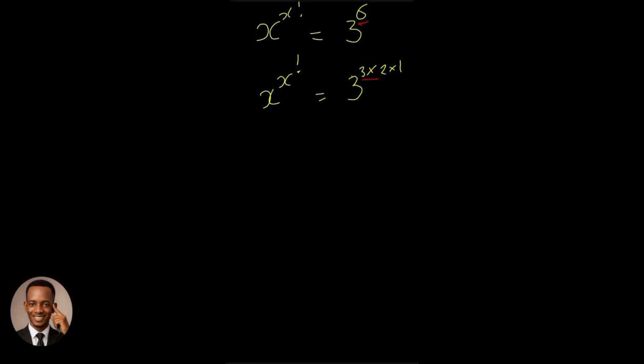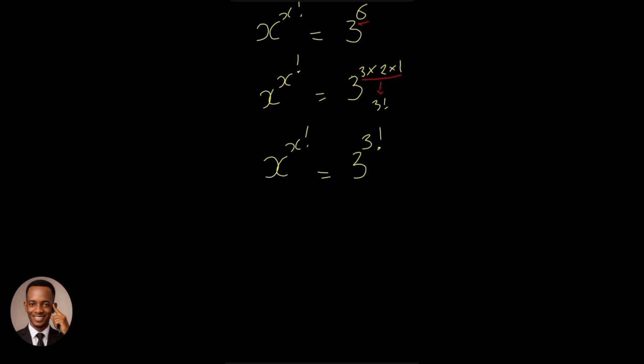Also, notice that 3 times 2 times 1 is also the factorial of 3. We can rewrite 3 times 2 times 1 as 3 factorial. Hence, by rewriting this, we'll be left with x to the power of x factorial equals 3 to the power of 3 factorial. Brilliant. This is the symmetry we are talking about.